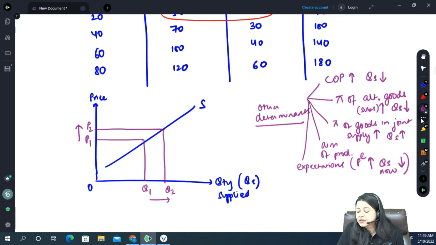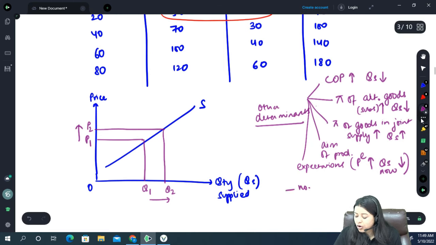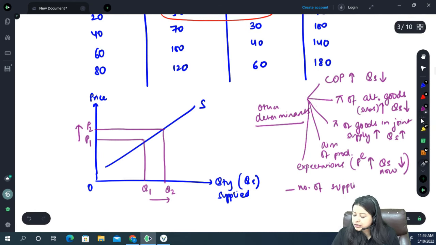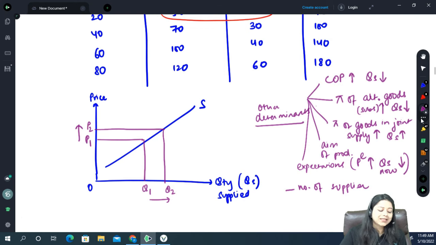What else? Number of suppliers. If the number of suppliers in a particular industry is increasing, whatever the price is, your supply will increase. Sure. And there are many other determinants like random shocks. If there is a random, sudden decrease in the resources of a particular good, supply will decrease. Sure. So these are the different determinants of supply, which change the quantity supplied when price and other things are constant.